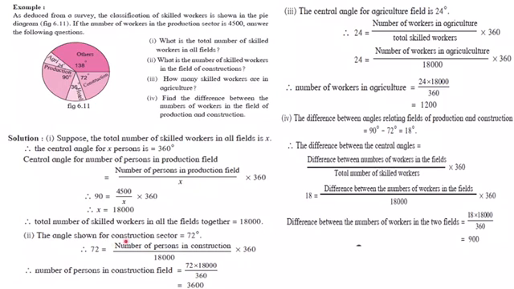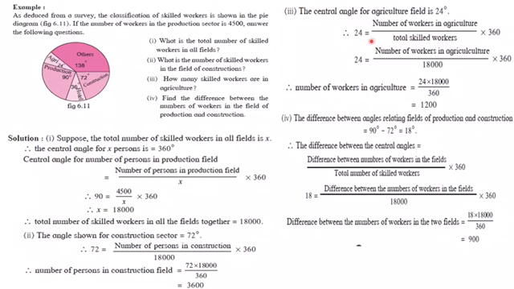The angle shown for the construction sector is 72 degrees. So 72 degrees, number of persons in construction into 360, divided by 18,000. So number of persons in the construction field, calculate that value, cross multiplication: 72 into 18,000 divided by 360. So it is 3,600.